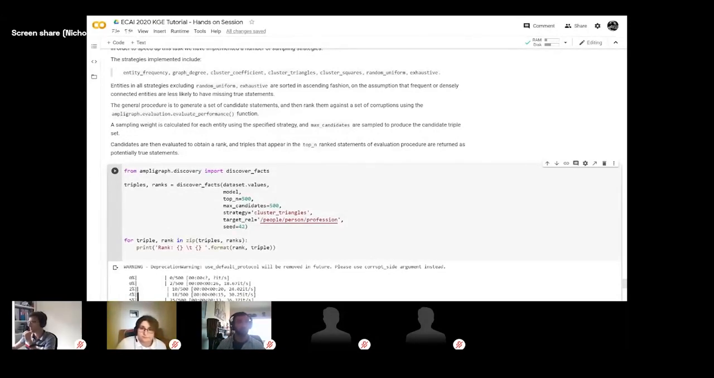If you're running this in a Colab notebook, I recommend not setting this too high, as it's quite easy to crash the session. The strategy we're going to use is cluster triangles, and we're going to specify a target relation again of people, person, profession, so that we only consider potential facts using this relation.